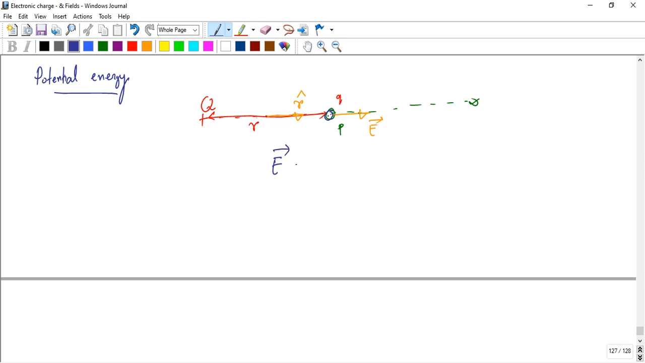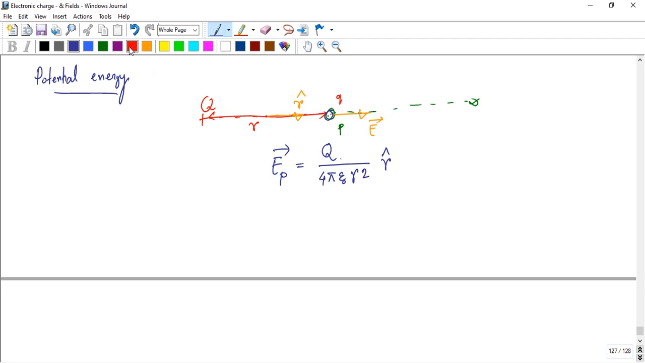E is equal to source charge Q over 4 pi epsilon naught r square, and the direction is r cap. Okay, so that is the electric field at point P, and we know that electric field is independent of test charge, so that's why it looks like this. Okay, so there is no test charge here.